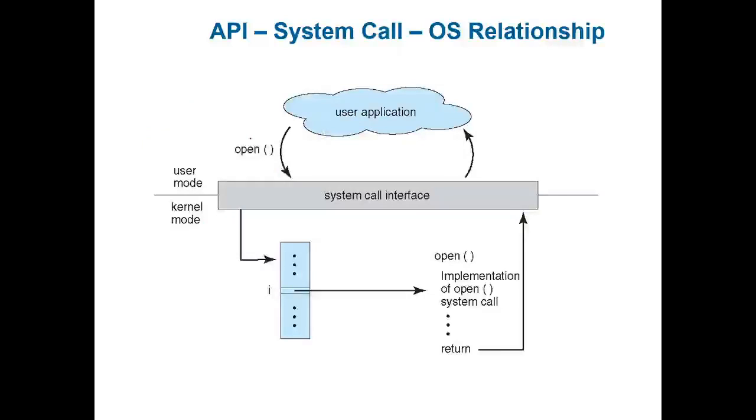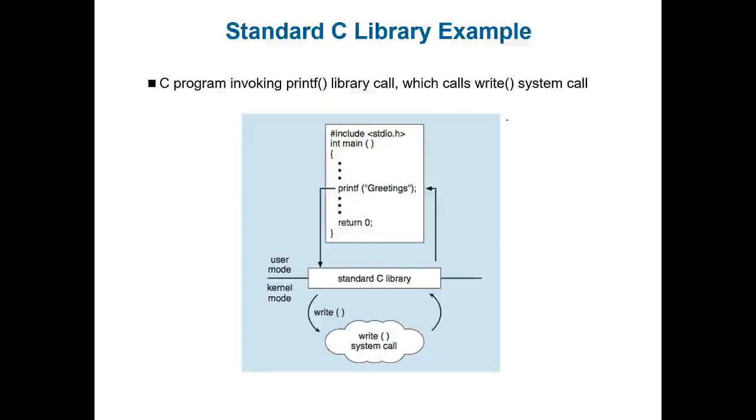Now see another example. Suppose the user wants to open a file, and now it is going to call the open system call. When it comes to kernel mode, from a table it is going to recognize which type of system call it is, and according to that it is going to execute, and then it is going to return the value to the user.